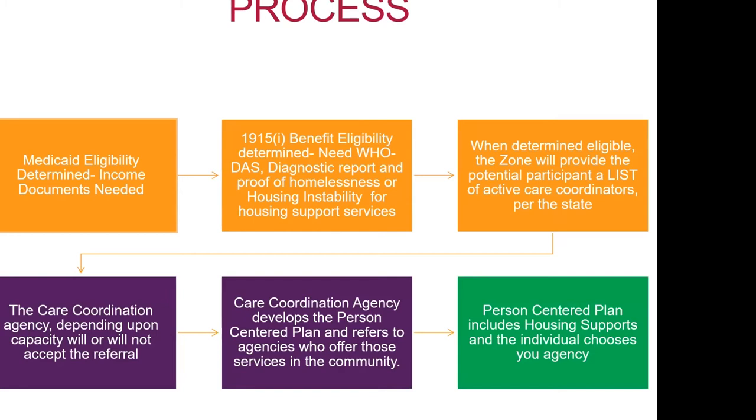One, they do Medicaid eligibility determination. They take the paperwork that says this person is low income enough, this person has a disability, this person is the right age, they're eligible for Medicaid, we should enroll them in Medicaid, and that's what the human services zone do.